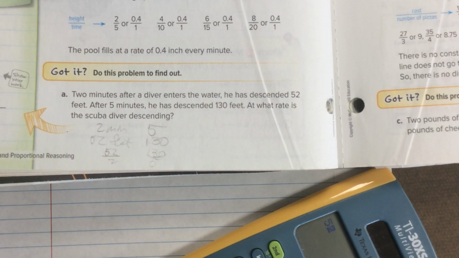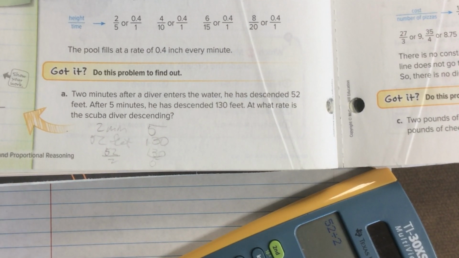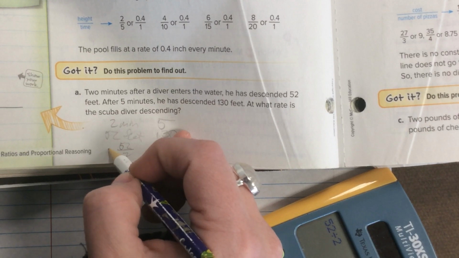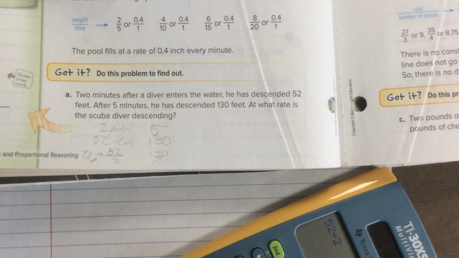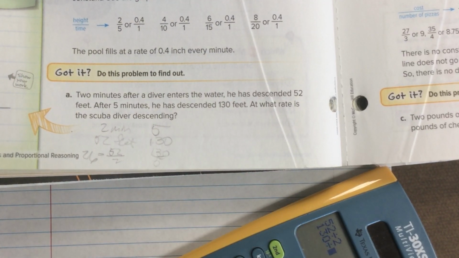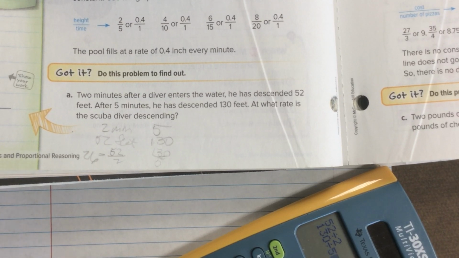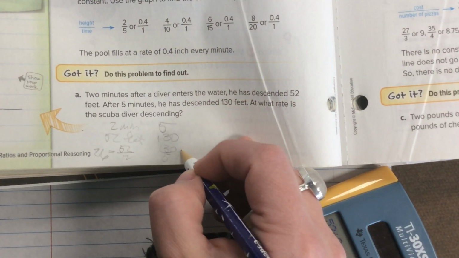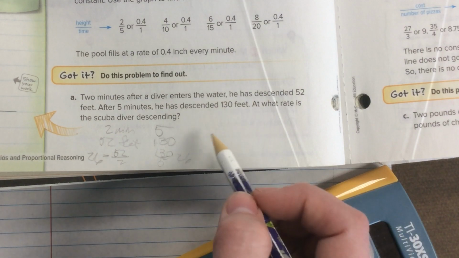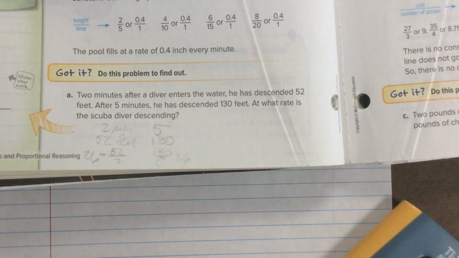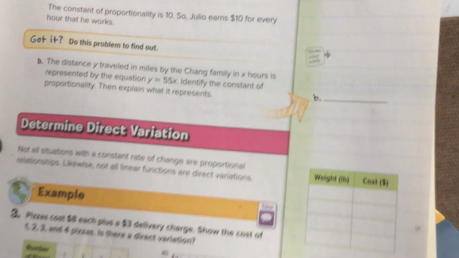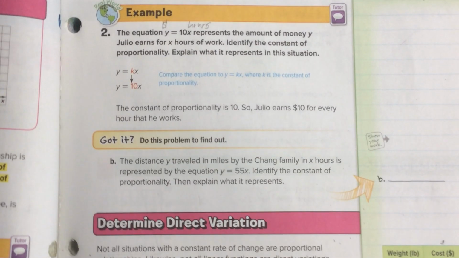Okay, so 52 divided by 2 gives 26. And let's just verify, 130 divided by 5 is also 26. Okay, so he's going down 26 feet per minute. Constant rate of change, slope, constant of proportionality, all those things.